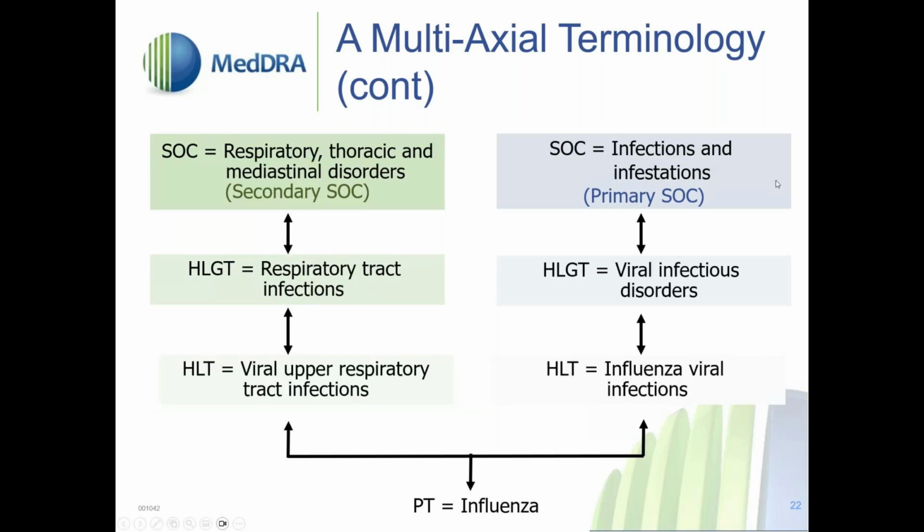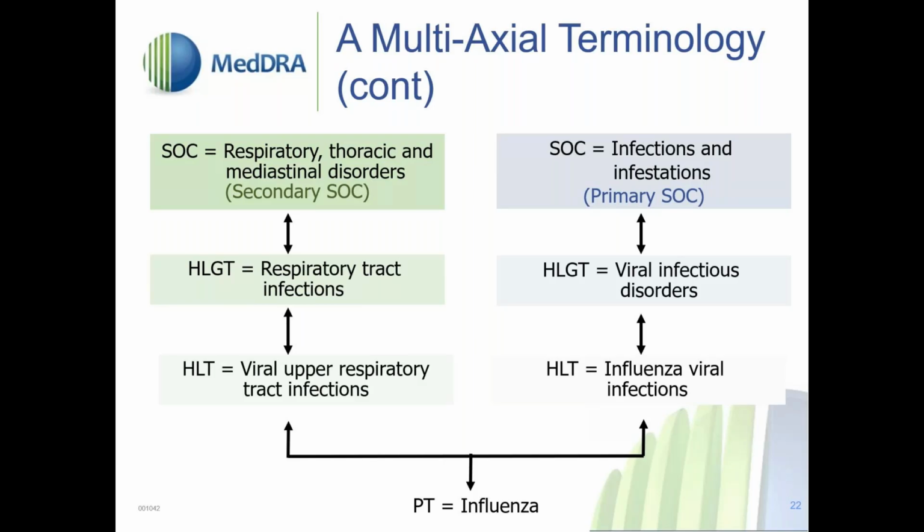Here's another example: influenza. Influenza is an infection in the lungs, in the respiratory system. So the primary link would be to the infections and infestations system organ class, and the secondary link would be to the respiratory system organ class.